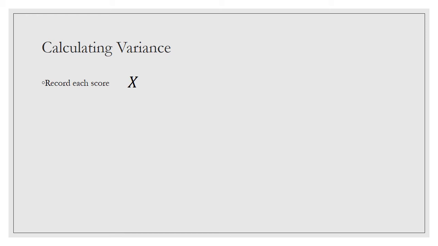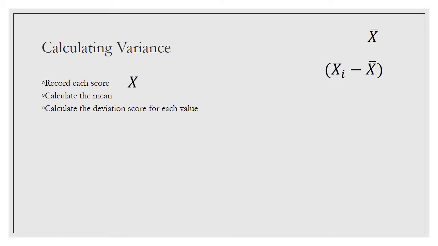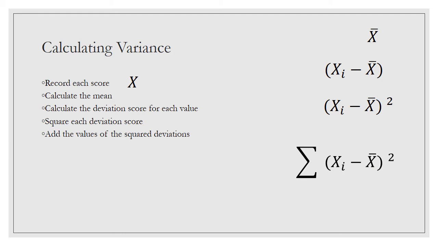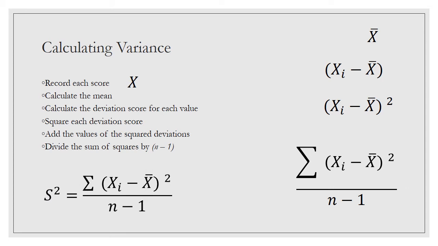We're going to take any variable x. We're going to calculate the mean. We're going to then take the deviation score for each value. We're going to square those values. Then we're going to add the values of those squared deviations. We're going to sum those values. We'll divide by n minus 1. That is our variance. This is in words; this is to show you the symbols.